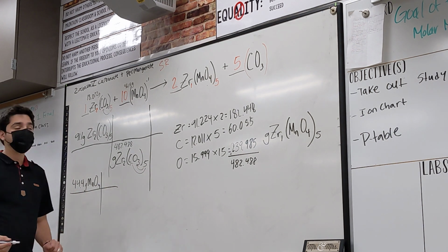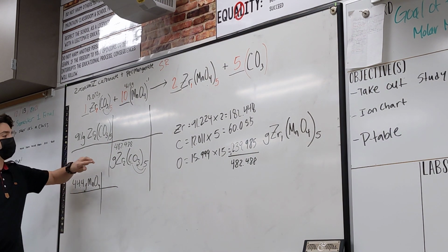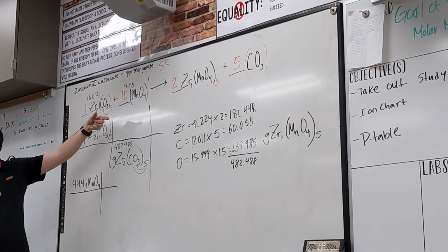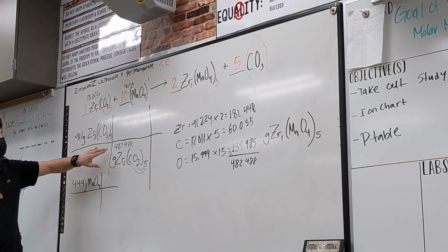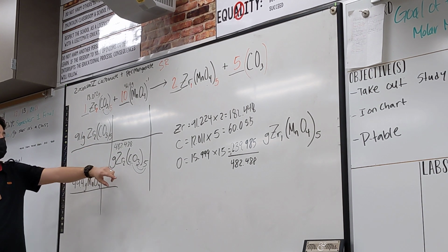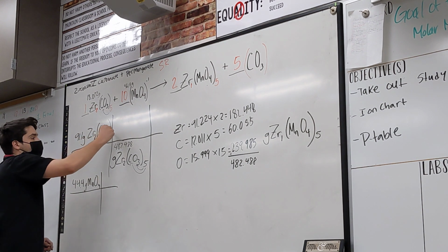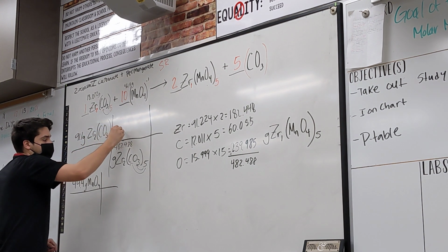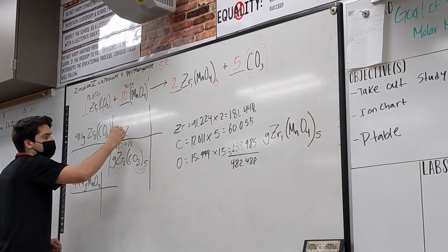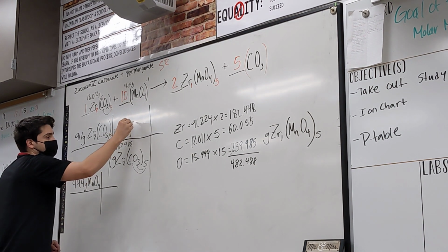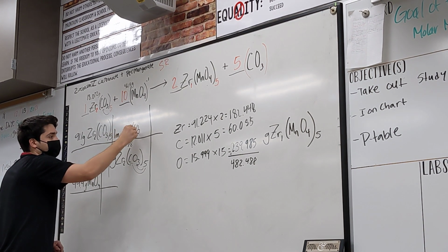Okay. So now we got that. So from there, that's per what? We got 482.488 grams of Zr2(CO3)5 per mole, per 1 mole of the same thing. So for 1 mole of Zr2(CO3)5.